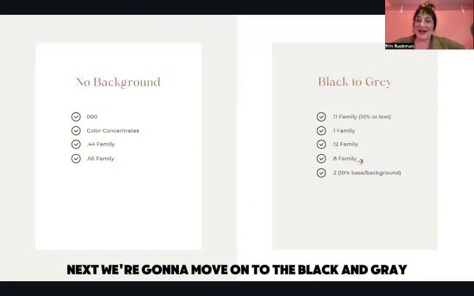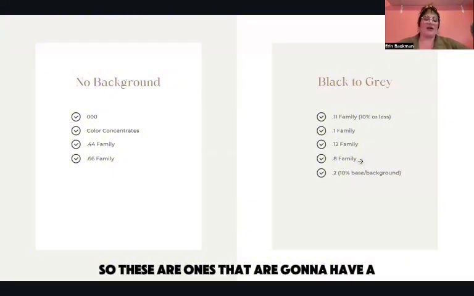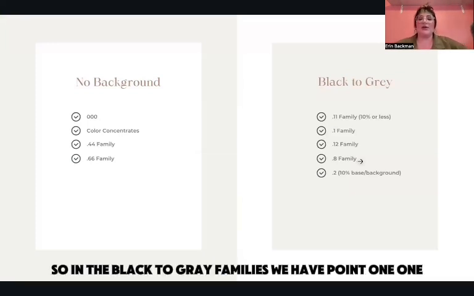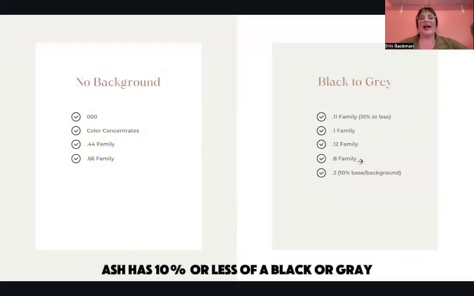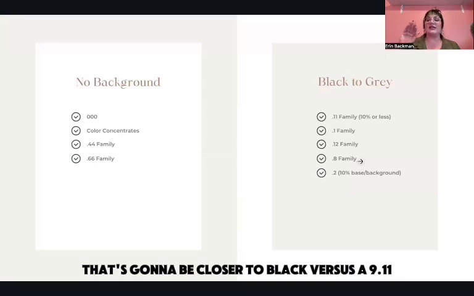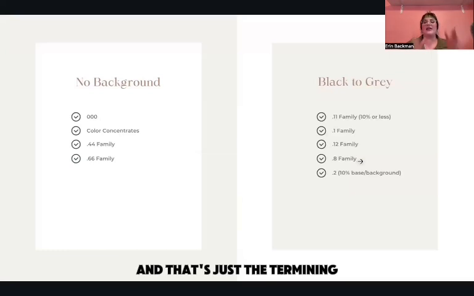Next, we're going to move on to the black and gray. These are ones that are going to have a certain percentage of black or gray in the formulation, despite what the color code is. So in the black to gray families, we have 0.11, which is our ash, has 10% or less of a black or gray. And it's going to be dependent on whether it's closer to like a 2.11, that's going to be closer to black, versus a 9.11, which is way closer to the gray. And that's just determining its level of lightness and darkness on that level scale.